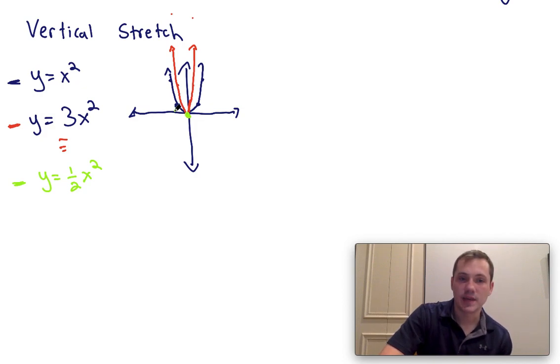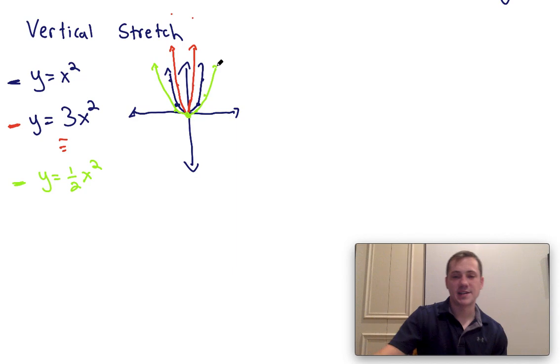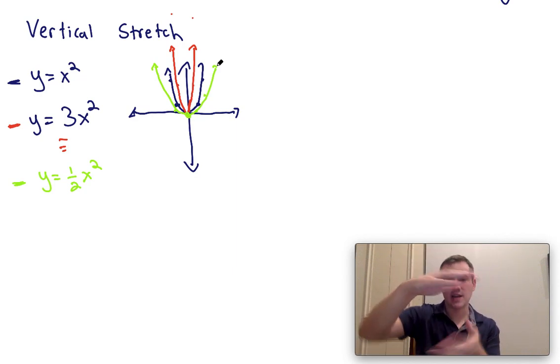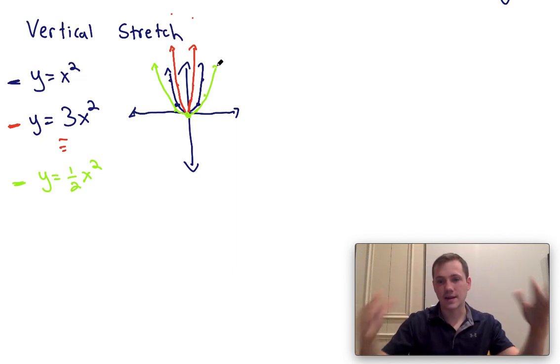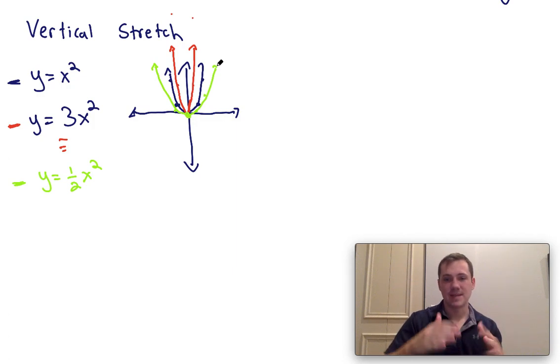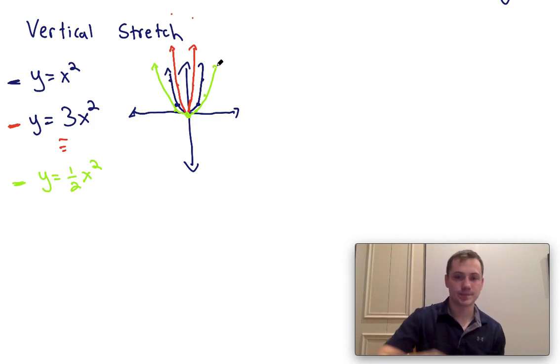So instead of the point negative 1, 1, we have the point negative 1, 1/2. Instead of the point 2, 4, we have the point 2, 2 and negative 2, 2. So it's going to look something like that. So you can see that it's become compressed. Just imagine you had these lines and you pushed down on them and they went out a little bit wider as they went down, and so it just looks compressed.